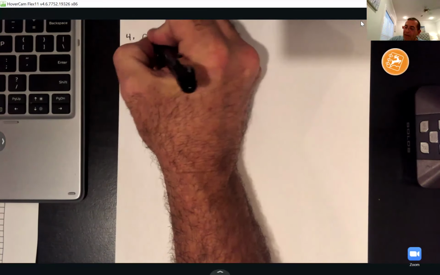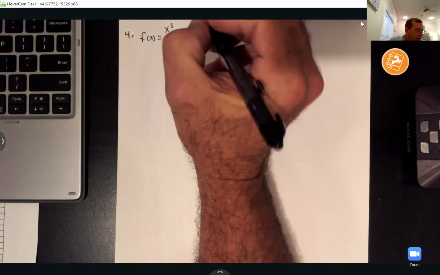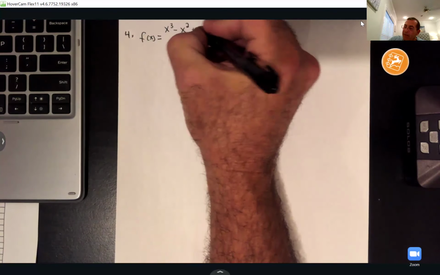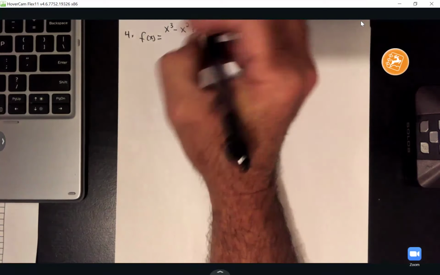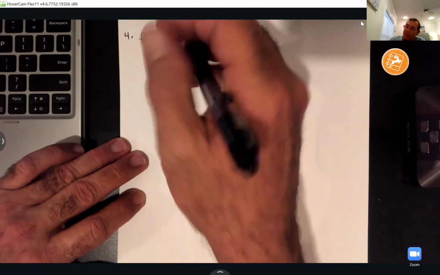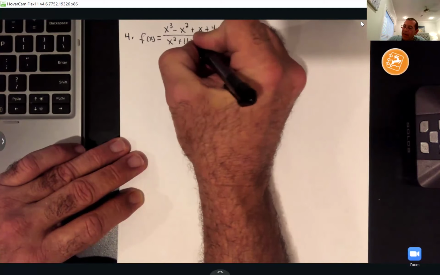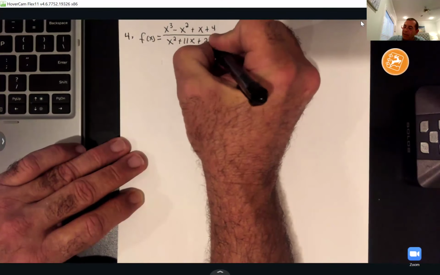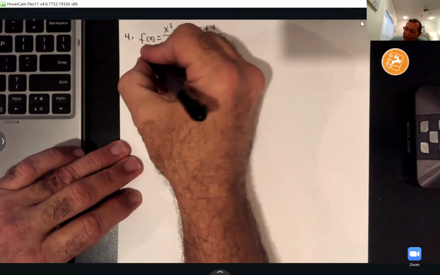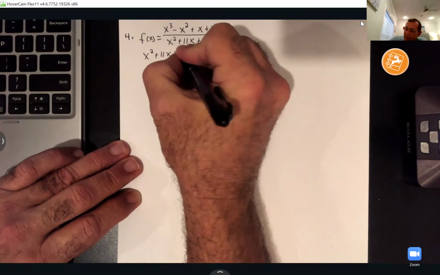All right, y'all. F of x equals. So the top is the x to the third minus the x squared plus the x plus 4. But y'all, we don't care what's on top. All we're worried about is the bottom, which is the x squared plus 11x plus 28. So I know my bottom cannot equal 0. So let's bring that down and set it not equal to 0.